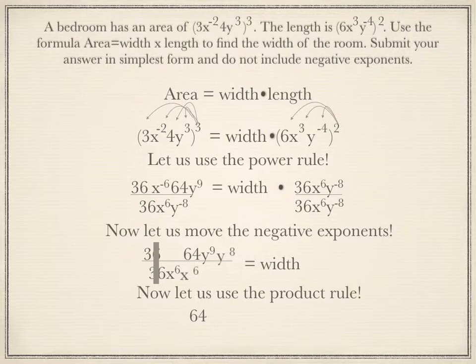So we're going to keep the 64, and then y to the 9 plus 8, and then on bottom we're going to add the exponents on the x, so x to the sixth plus 6. So we get 64 y to the 17th over x to the 12th. And now we've got it in simplest form and do not have any negatives, so that would be our final answer.